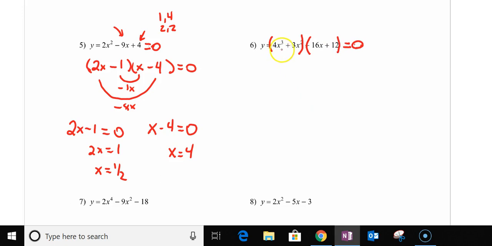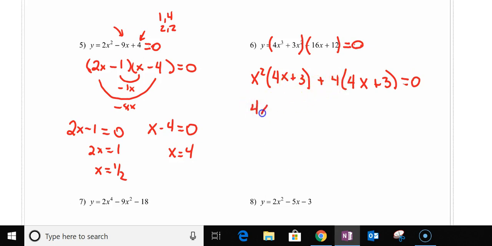Now, the first term, 4x cubed plus 3x squared, they have an x squared in common. So I'm going to factor out an x squared, and that leaves me with 4x plus 3. The 16x and the 12, they have a 4 in common. So I'm going to factor out a 4, which is also going to leave me 4x plus 3. And that has to equal 0. Now, notice that 4x plus 3 occurs in both of them, which is what we want. So now I can combine those 4x plus 3's, and I can move them out front.